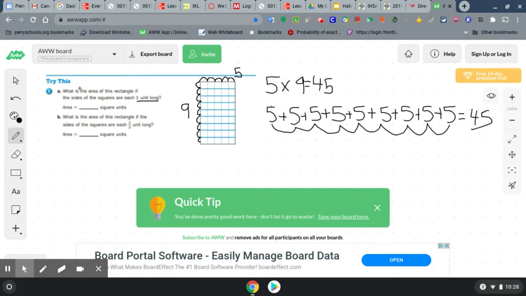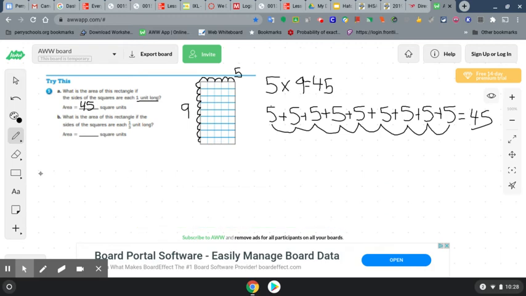I'm going to come over here. I'm going to answer 45 because it's 45 square units. What is the area of this rectangle if the sides of the squares are each 1/3 unit long? That poses a completely different need to do something different.